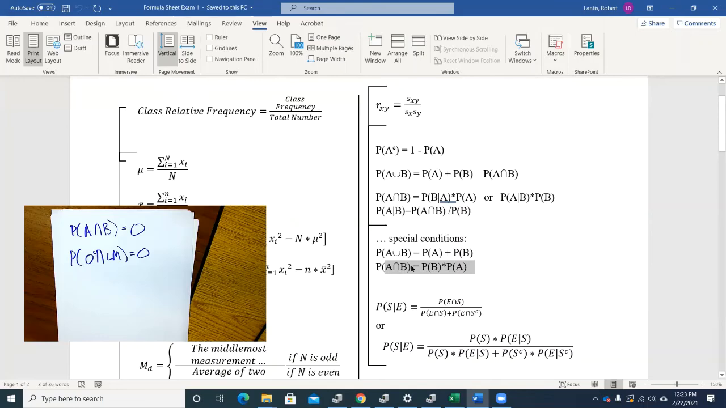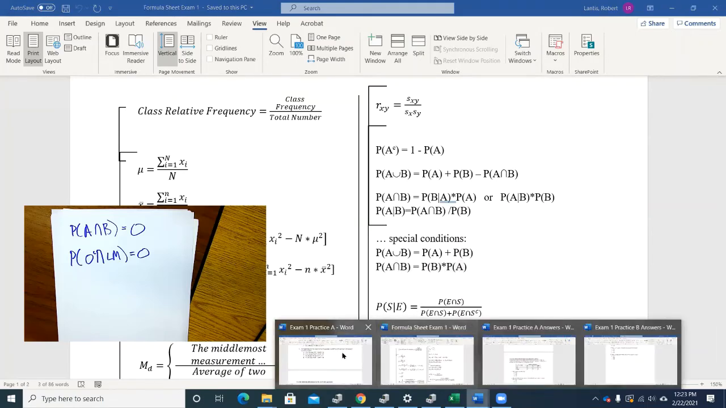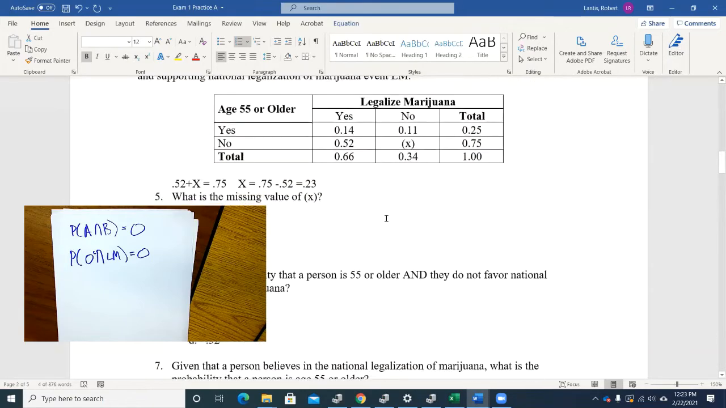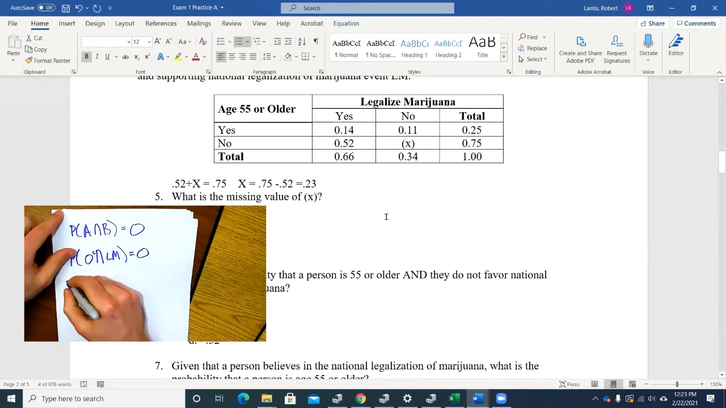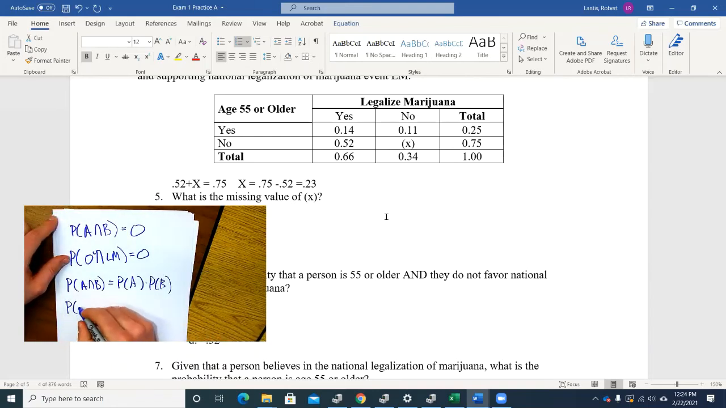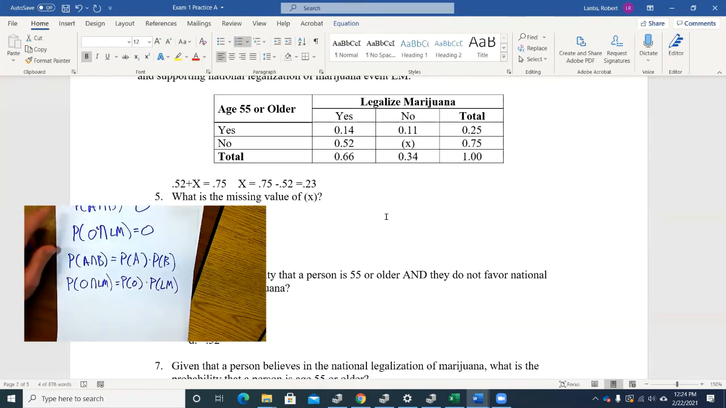So let's use that one first. Okay, so let's go back. We're looking at this table. What that equation, that special condition, is saying is that if the probability of A and B is equal to simply the probability of each event multiplied by each other, we know they're independent. So for us, this would be older than 55 and wanting marijuana legalized. If that's equal to the probability of being older than 55 times the probability of wanting marijuana legalized, then these will be independent events.